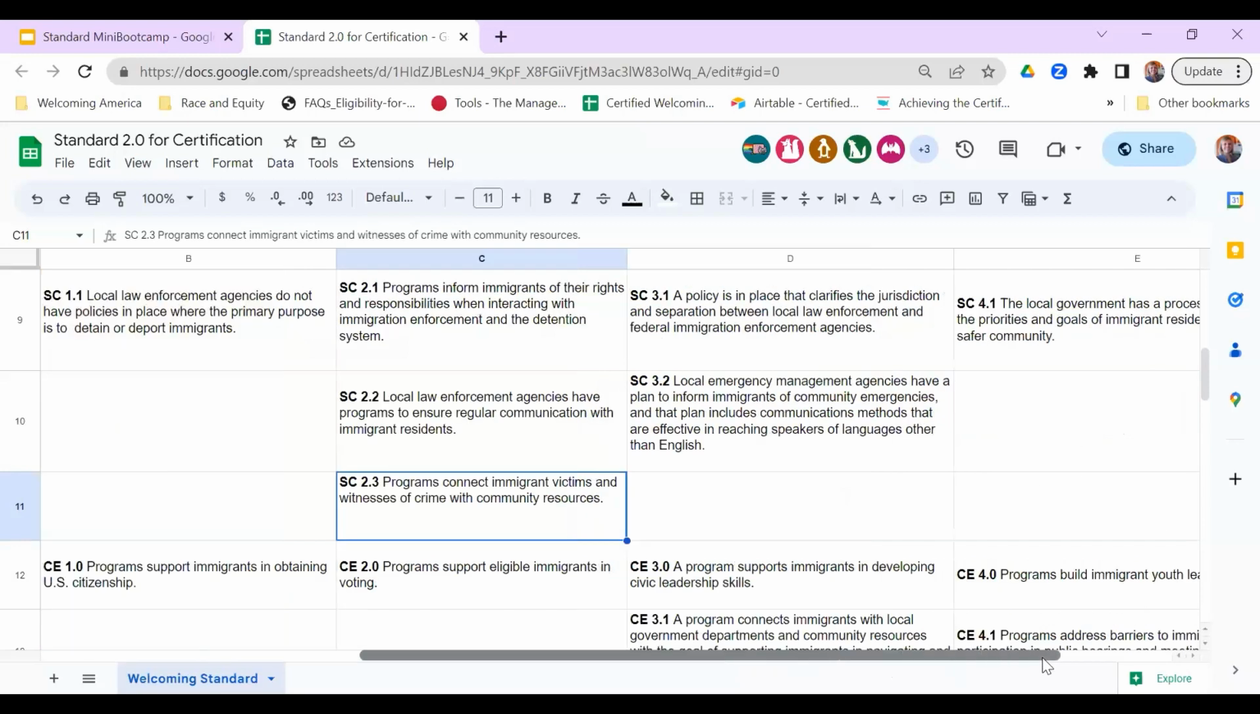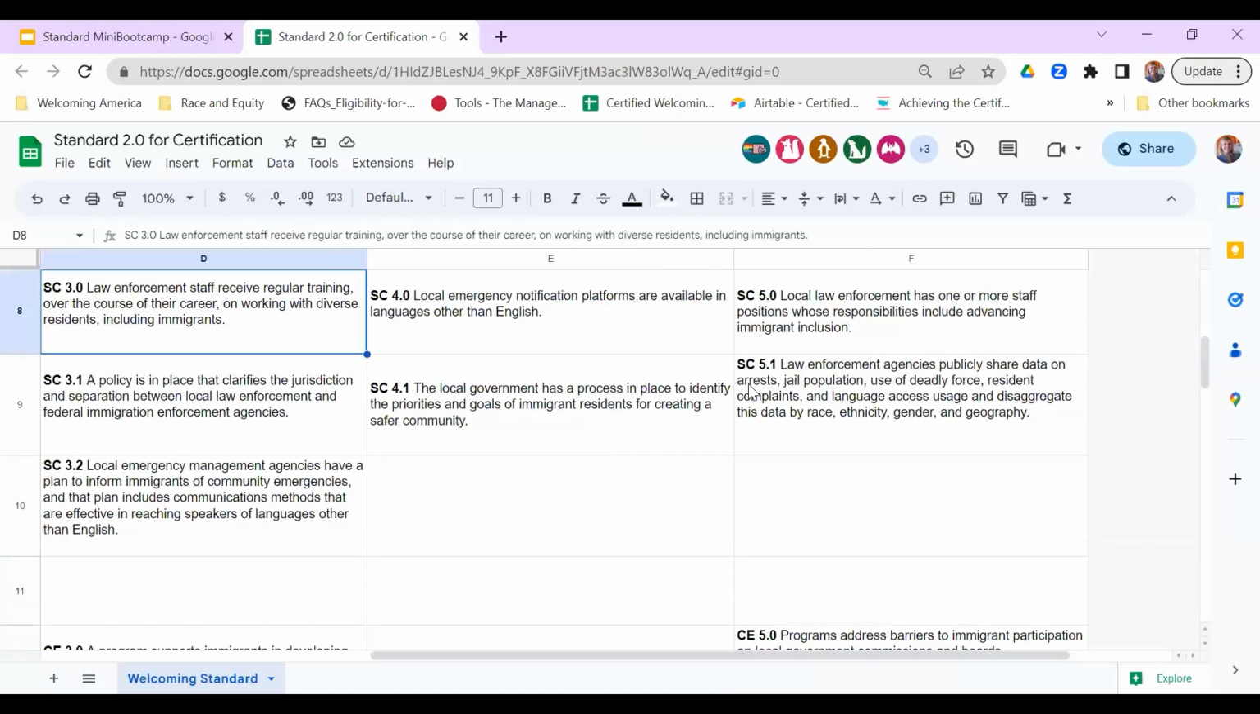Moving on up to 3-star. So here we have a training criteria. This is regular over the course of their career. What we're really talking about here is that this is not a training that only happens in the academy when someone first becomes a law enforcement agent or police officer, because most academies have some type of cultural competency training or anti-bias training. And similar to what I said previously with the other criteria, again, working with diverse residents, including immigrants, we would need to see that for this evidence as well, and that working with immigrants is included in that.